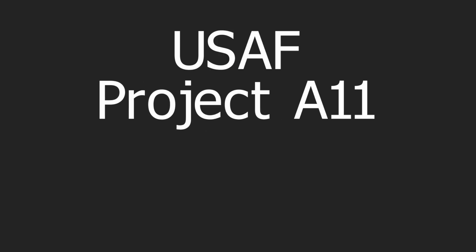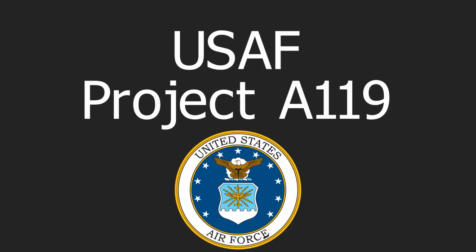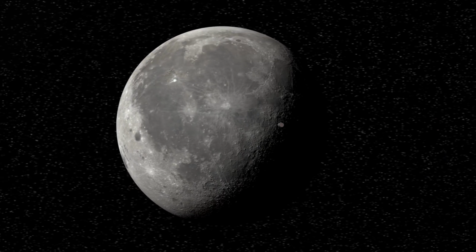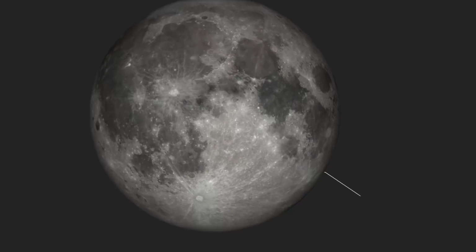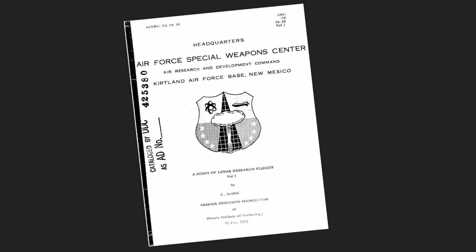USAF Project A119 was a plan developed by the United States Air Force to, of all things, nuke the moon. The idea was that it would reveal a lot about the material composition of the moon. Also, the crater and explosion would be visible from Earth, making it a huge flex on the rest of the world. The plan was revealed in the year 2000 by a former NASA executive. As ridiculous as this plan may sound, the Soviets had the same idea for a project like this, which they also started development of in 1958.